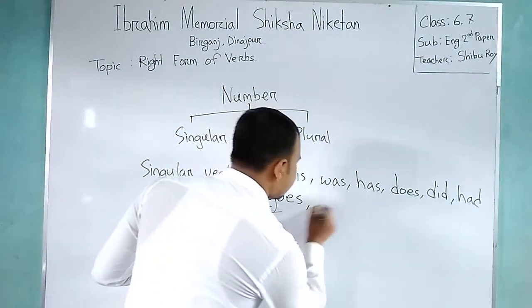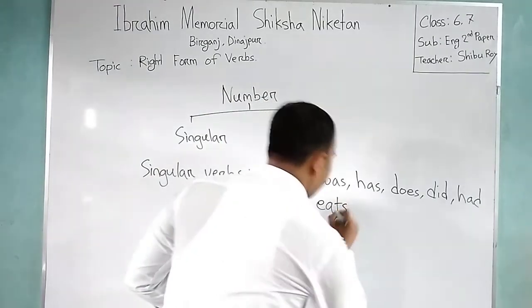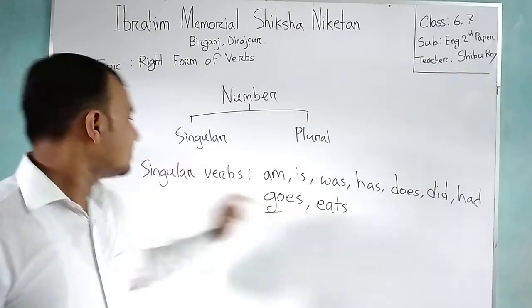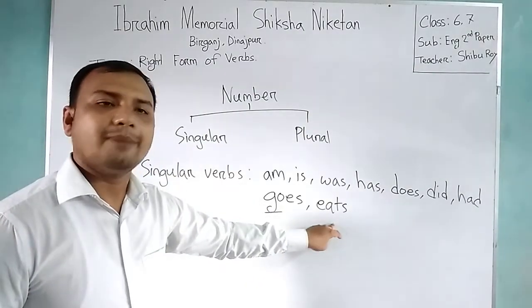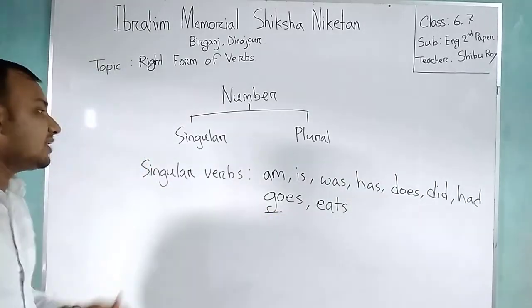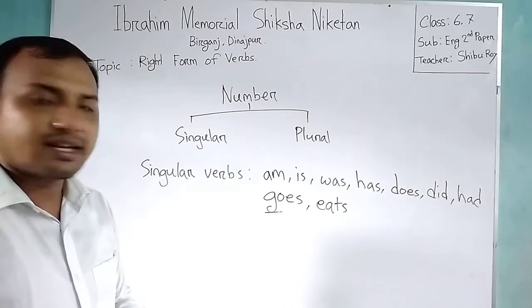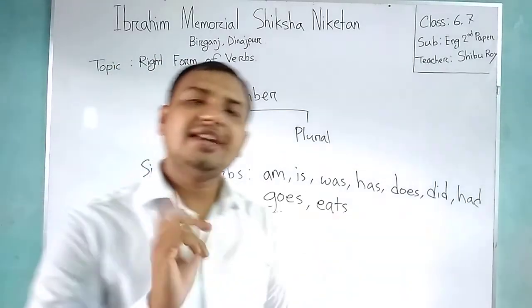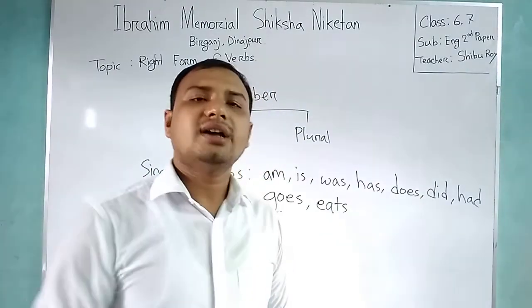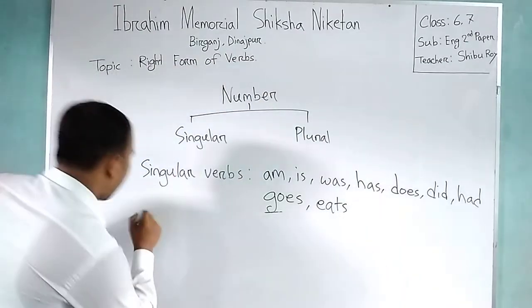After that, you may write it is the base form, and I am putting here s. So what is it? It is a singular verb. Hope you understand it. Please write it down in your exercise book. So the singular verbs are am, is, was, has, does, did, had. And if we find any kind of verb with s or es, then we will think that it is a singular verb. Understand it?